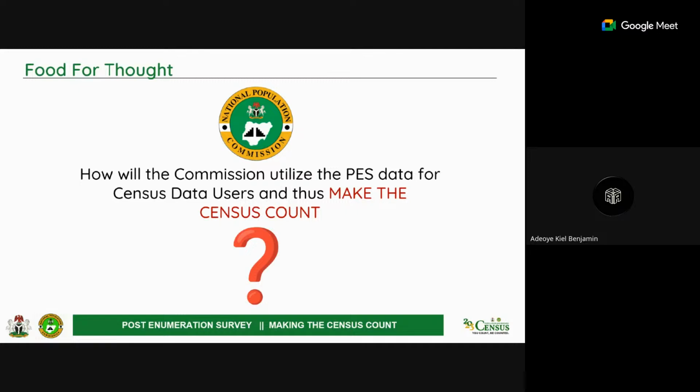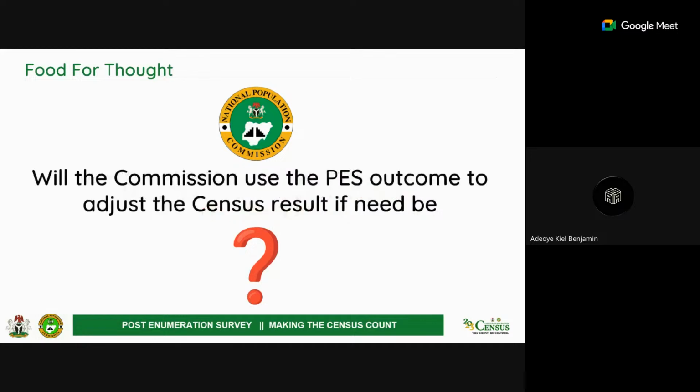So how are we going to utilize the outcome of the PS for census data users, that is, to match with the census in such a way that everybody will nod their head and say, oh, the truth, this census was well taken, and then that will make the census count. Then will the Commission use the PS outcome to adjust the census results if need be? That's one of the uses of the PS, to adjust census results. Are we going to do that?